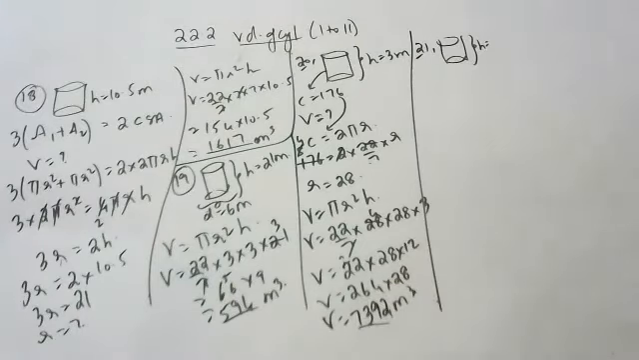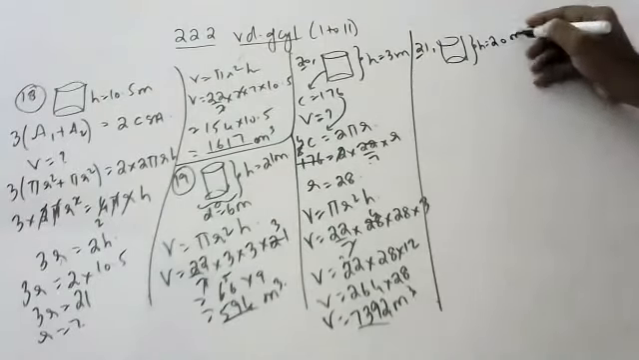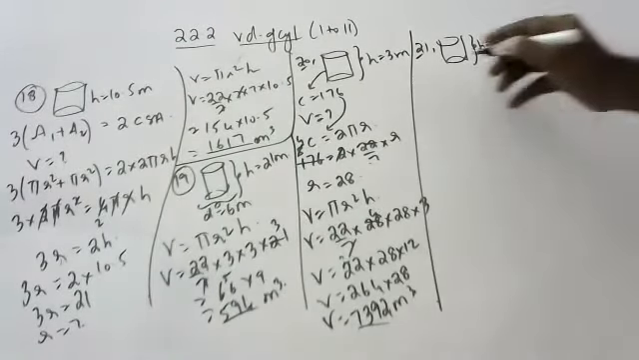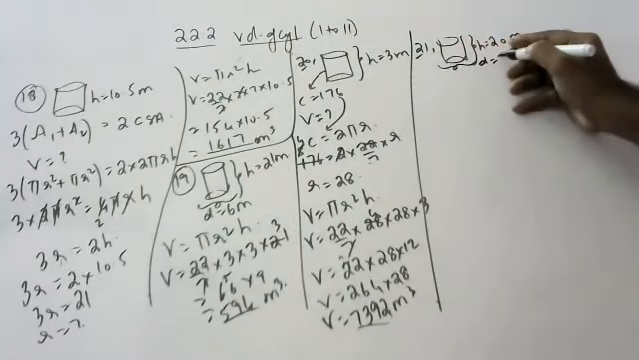So next, 21st sum. The well is 20 meter deep, and the diameter is 7 meters.